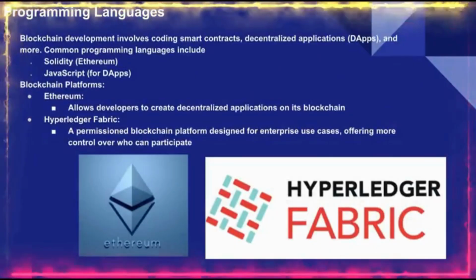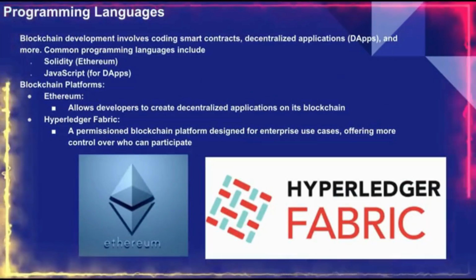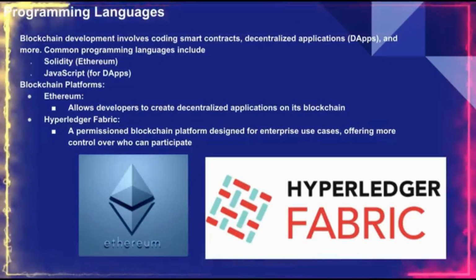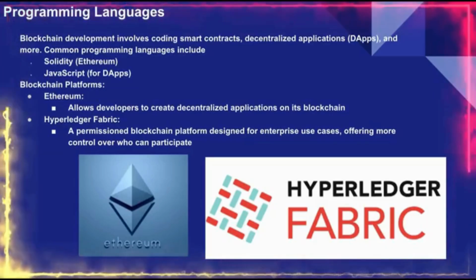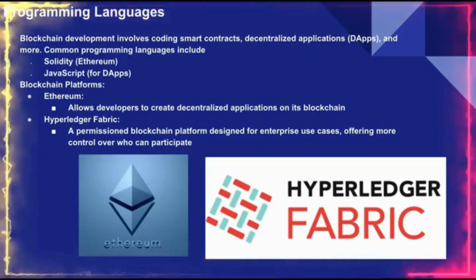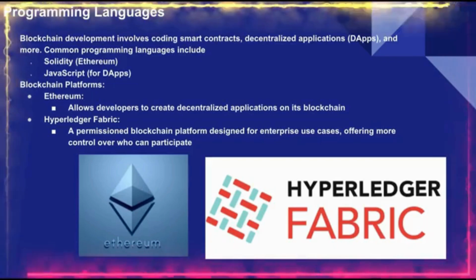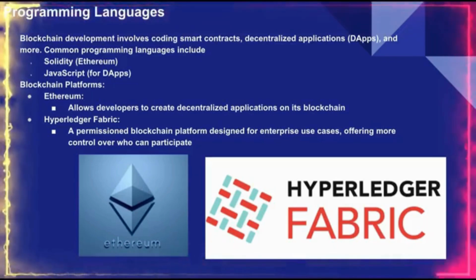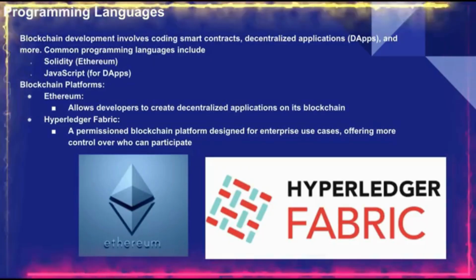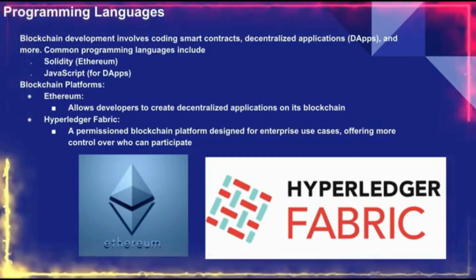Programming languages. Blockchain development involves coding smart contracts, decentralized applications, and more. Common programming languages include Solidity for Ethereum, JavaScript for dApps, and languages specific to blockchain platforms like Chaincode. The following are the blockchain platforms. Ethereum is known for its smart contract functionality. Ethereum allows developers to create decentralized applications on its blockchain.